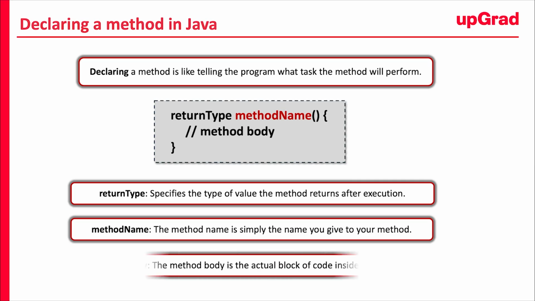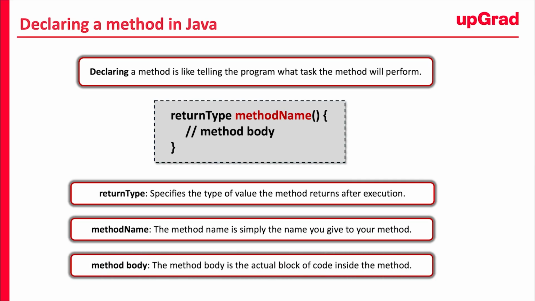Then there is the method body. The method body is the block of code inside the method. This is where you define what the method will do step by step. It's like the instructions the method follows when it's called. So you basically write the code inside it. Alright, so this was about declaring a method in Java.